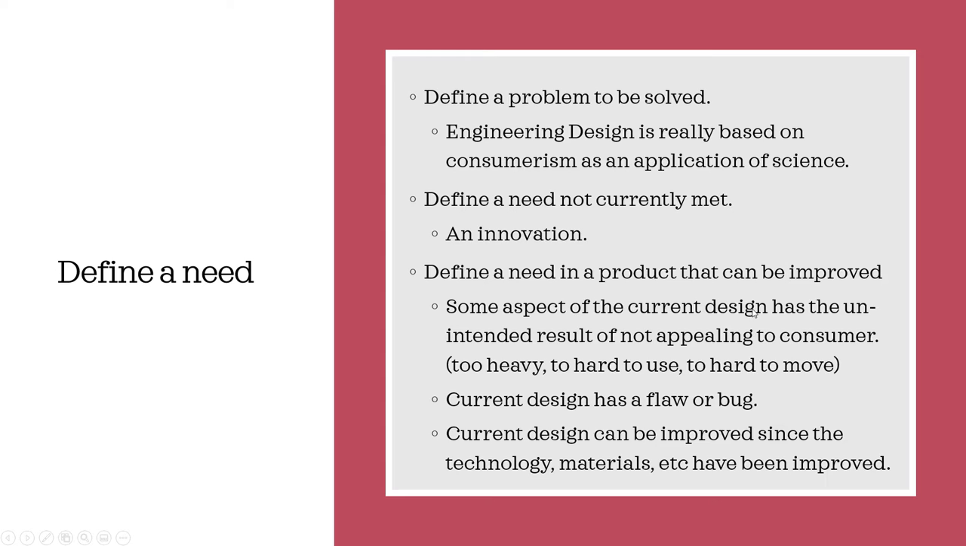So for example, some aspect of the current design that has an unintended result that's not appealing to a customer or a consumer. Maybe it's too heavy, it's hard to use, hard to move, or it has a design flaw or a bug in it. Or the current design can be improved since the technology and materials have been improved since its original release.